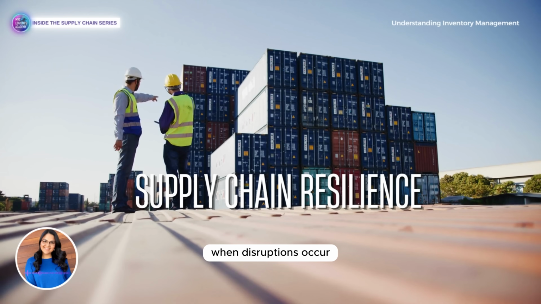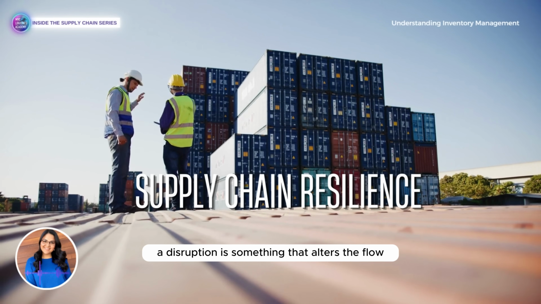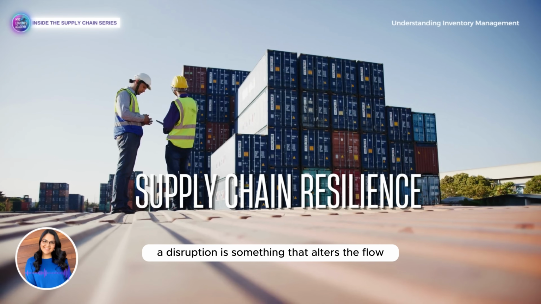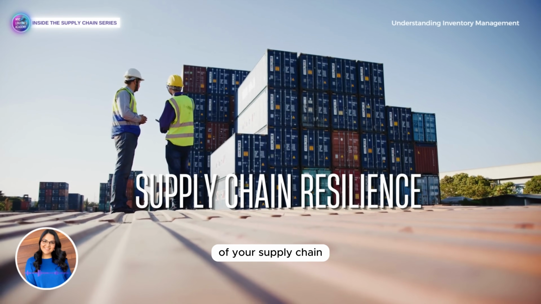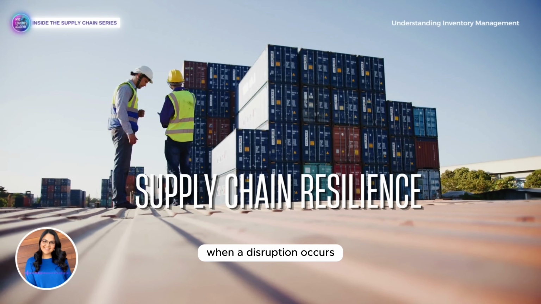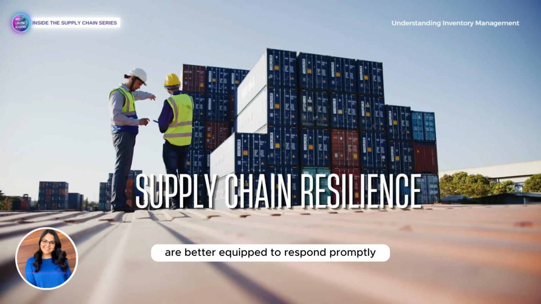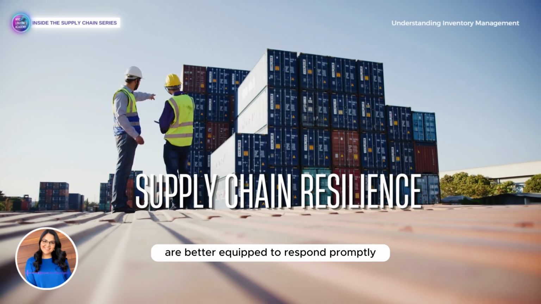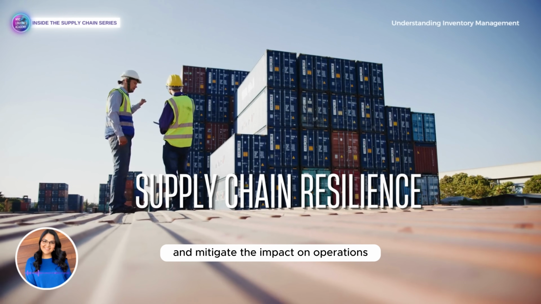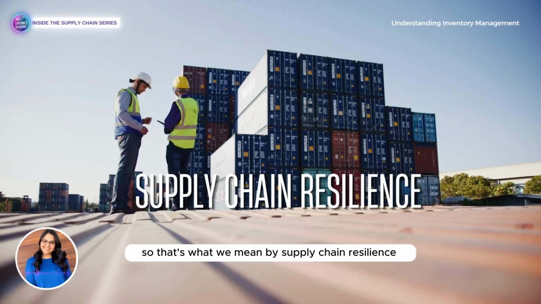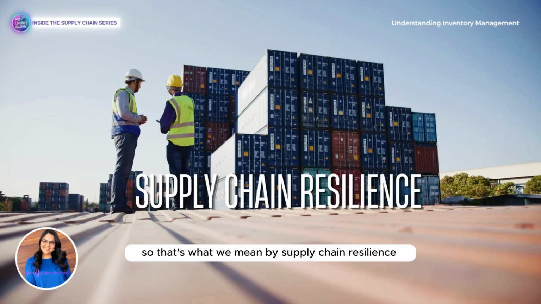When disruptions occur, and they're bound to happen, a disruption is something that alters the flow of your supply chain. When a disruption occurs, organizations with well-managed inventory are better equipped to respond promptly and mitigate the impact on operations. So that's what we mean by supply chain resilience.